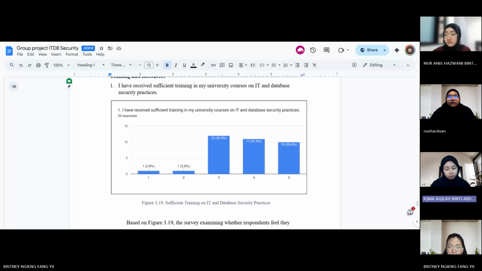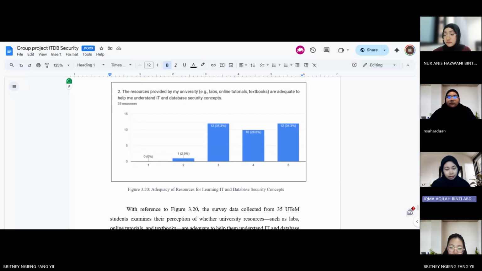For question 2, the question is: the resources provided by my university are adequate to help me understand IT and database security concepts. With reference to figure 3.2, the survey data show a positive sentiment, as no respondents strongly disagree with the statement and only one individual chose to disagree.